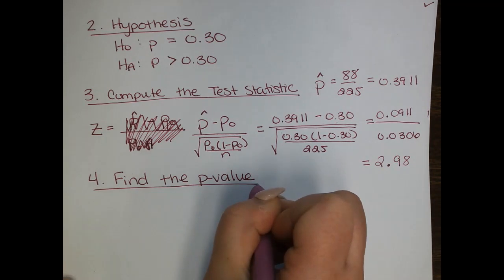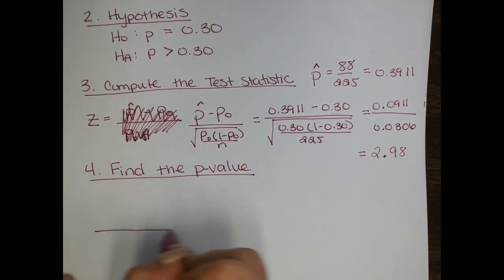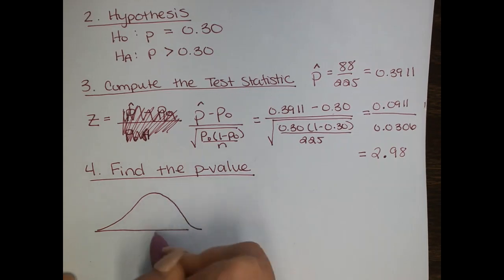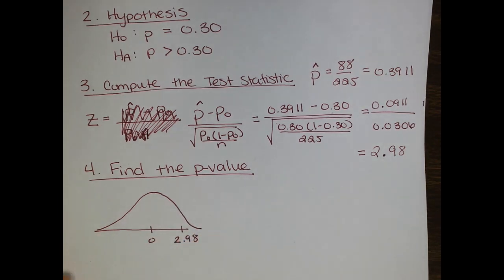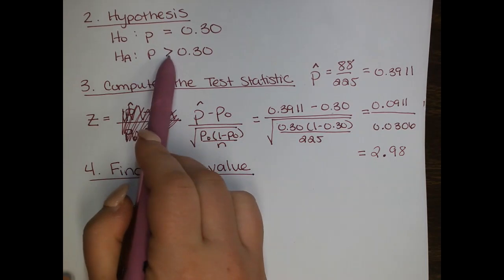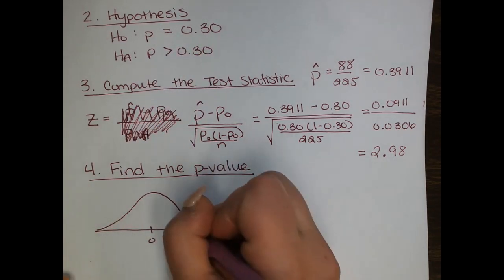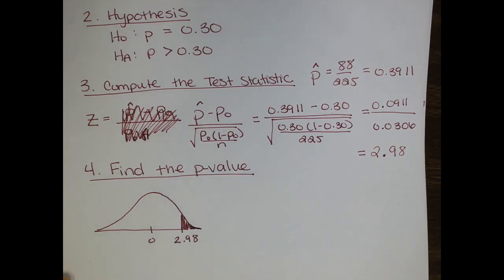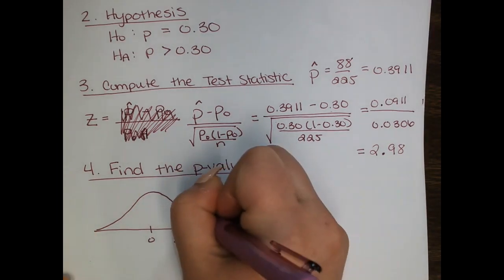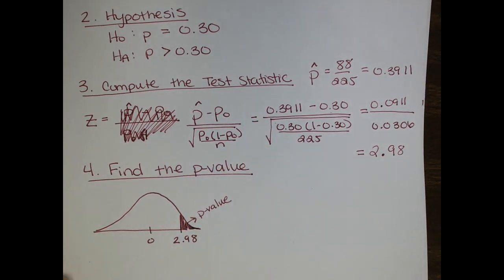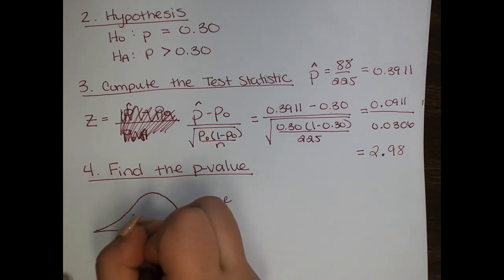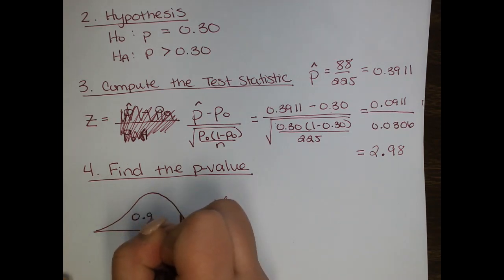So again, I'm going to start by drawing my standard normal curve. I'm going to draw where my test statistic falls in relation to 0. And then notice up here our arrow points to the right. We have a right-tailed test again. So I'm going to shade in the area to the right of my test statistic. So this area right here is the p-value. So again, you would want to use your standard normal curve. In doing that, you should find the area here is 0.9986.